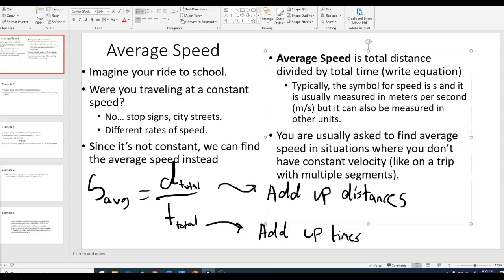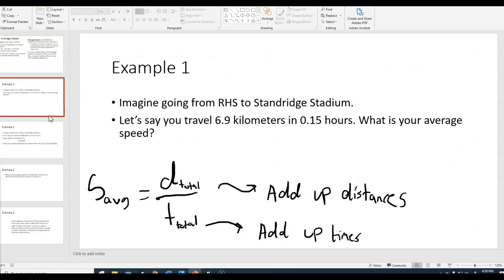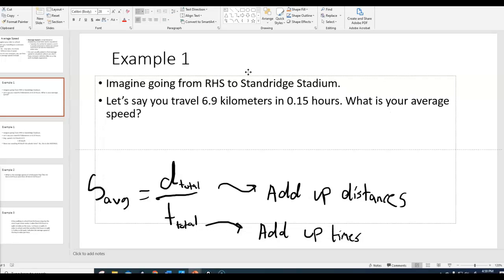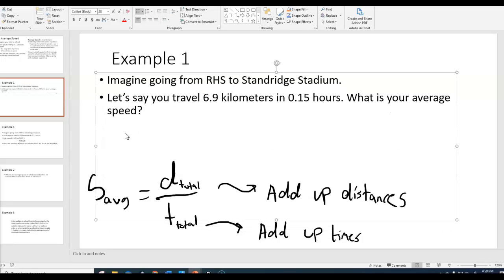Now, the first example is very basic. So this is example 1. Example 1 says, imagine you're going from Ranch Street High School to Stanford Stadium. That's about 6.9 kilometers. And it says you travel 6.9 kilometers in 0.15 hours. And it's asking what is your average speed.